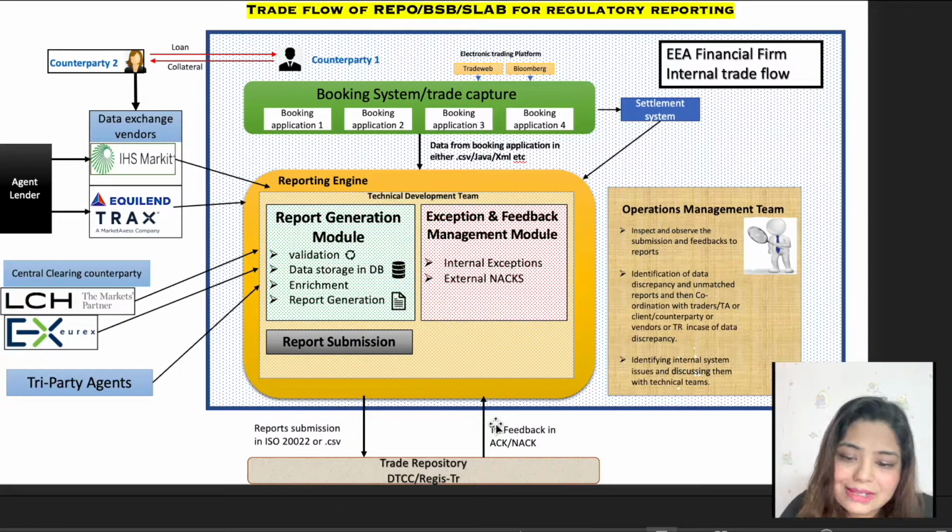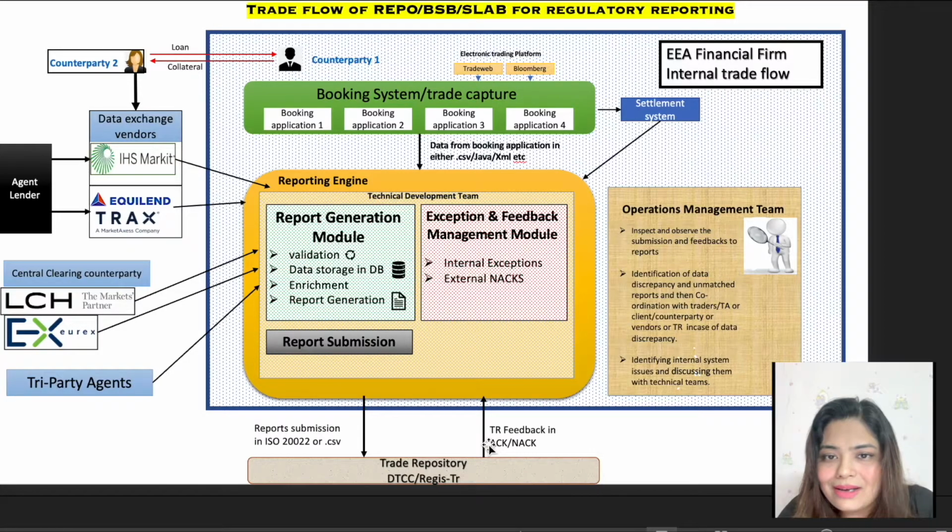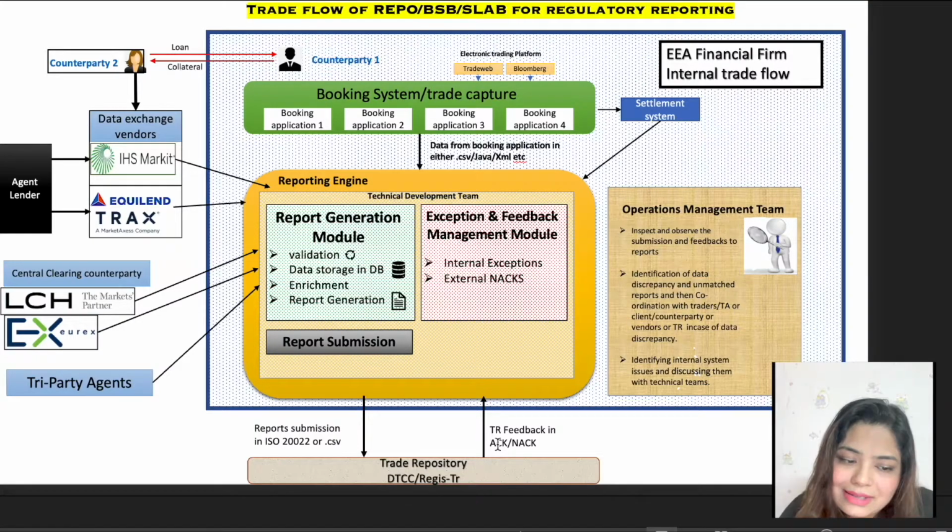Sometimes there is a mismatch between the data submitted by both counterparties, that is the lender and borrower, to the TR, that is the trade repository. So the TR also provides the reason why it is rejecting the report. For example, if we have submitted with a certain trade date and the other counterparty has submitted the same report with a different trade date, then the TR will send us a rejection saying the trade date is not matching between the two counterparties. Hence, within the reporting engine there is also one more module, that is exception management.